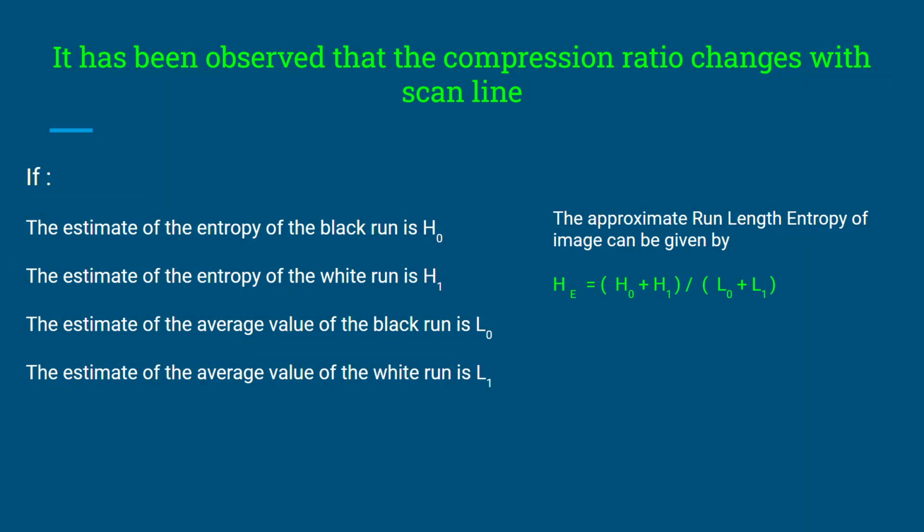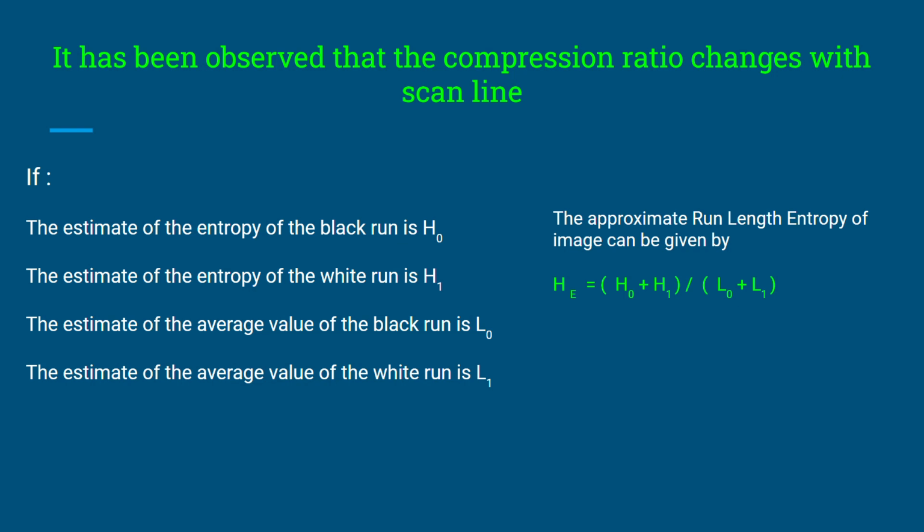Now, as we have discussed, we can conclude that it has been observed that the compression ratio changes according to the scanline. As I have explained two methods, when we did horizontal for that example, we got a compression ratio which was greater than 1, and when we did it by the vertical method, we got a compression ratio which was less than 1, which is not needed. Therefore, we can conclude that the actual compression ratio depends on how we scan the image.